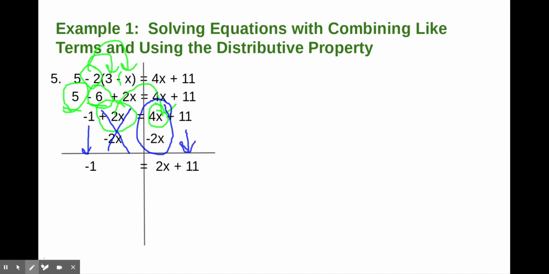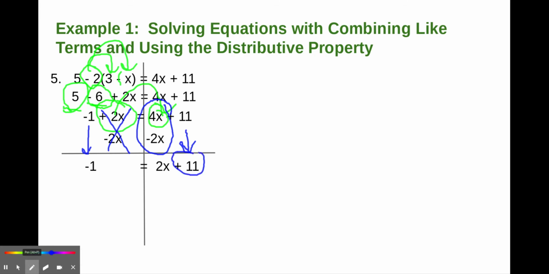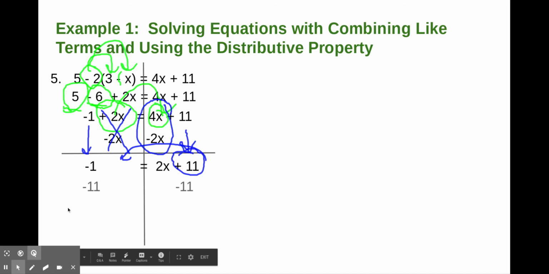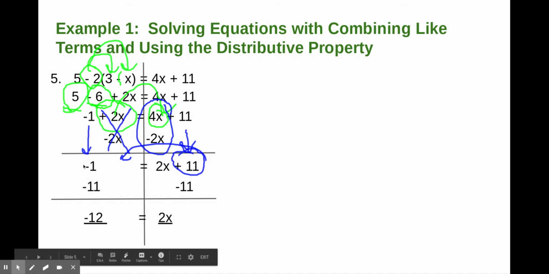At this point, we are now on our fourth step where we're going to get rid of this +11. I need to take that across the equal sign, this +11, I need to take it over to the other side. And when I take it across the equal sign, it becomes its opposite. So that's -11 on both sides. So -1 and a -11 is a -12, same sign, add and keep. And then I bring down my 2x.